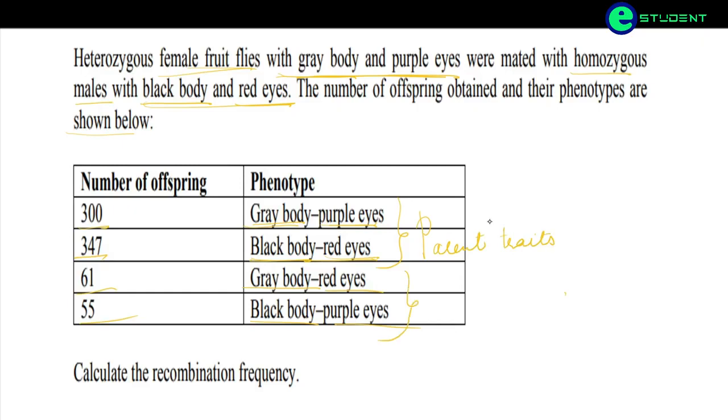Whereas these gray body, red eyes and black body, purple eyes, they are the new formed traits. So these are the recombinants. One way to recognize the recombinants is they are low in number, whereas the parents are high in number always. So now we need to calculate the recombination frequency.